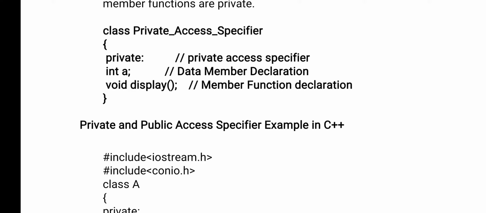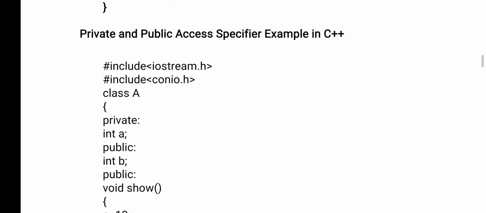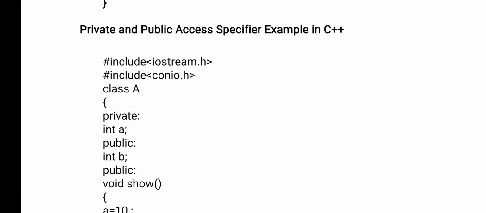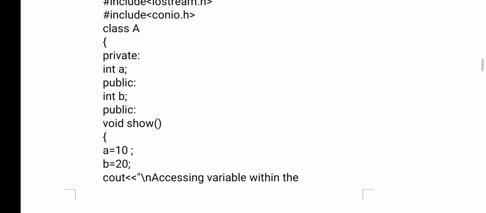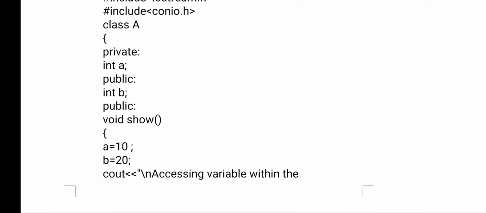Next, I have given one method, void display. So A can be used inside the display method only. If you want to use that A in any other class, it is not possible. Okay, now the example program. The iostream and conio.h preprocessor commands have been included. What is the class here? class is a keyword and A is the name of the class.